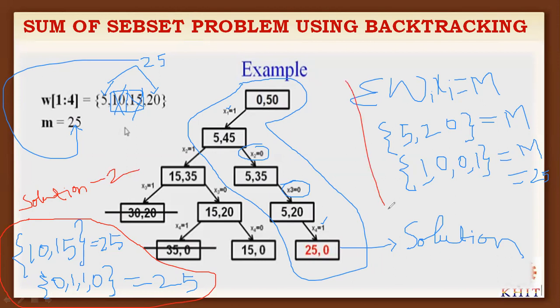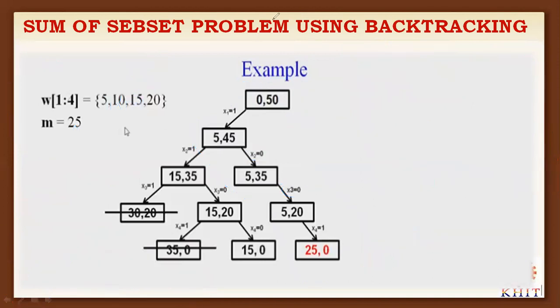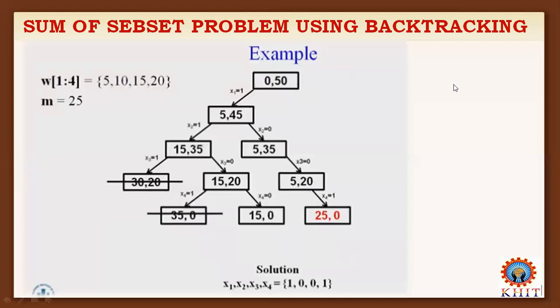This is solution 1, which can be generated from the given graph. Solution 1 was generated through the state space tree, and one more solution you will get. Let me see how we will get solution 2 in the next slide. If you observe clearly, solution 1 is generated from the given graph.